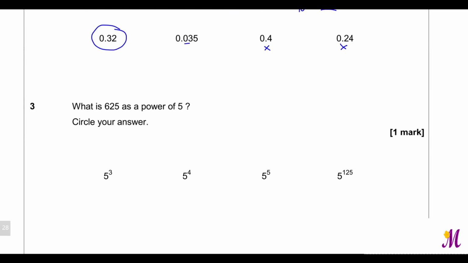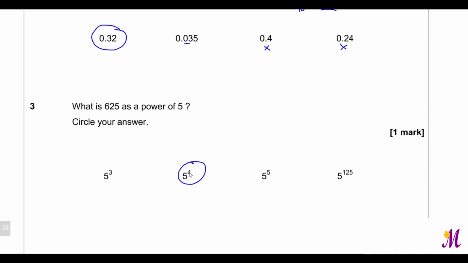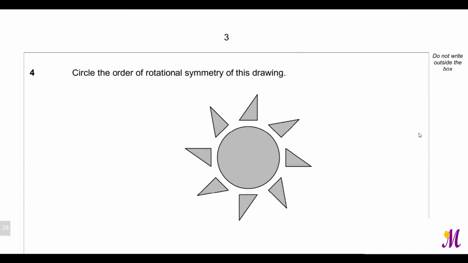Number 3. What is 625 as a power of 5? Circle your answer. I think it's time to use your calculator. So let's try 5 to the power of 3. Here we get 125. So what if we choose 4? 5 to the power of 4 is 625. So we got the answer now. It's this one.